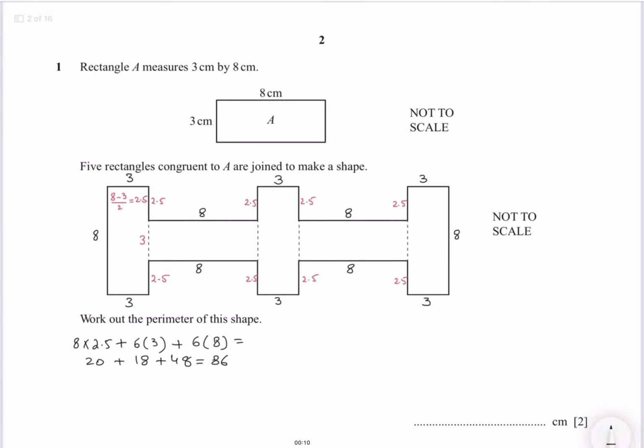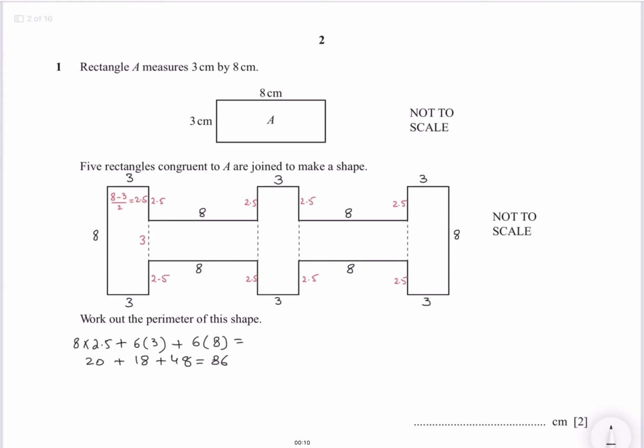In our first question, rectangle A measures 3 cm by 8 cm. 5 rectangles congruent to A are joined to make a shape. Work out the perimeter of this shape. You can see the length of this given rectangle is 8 cm and the width is 3. So carefully write down all the lengths on this diagram.